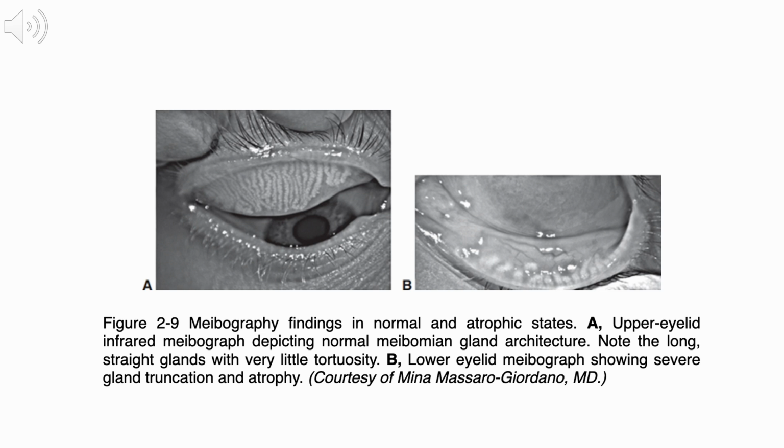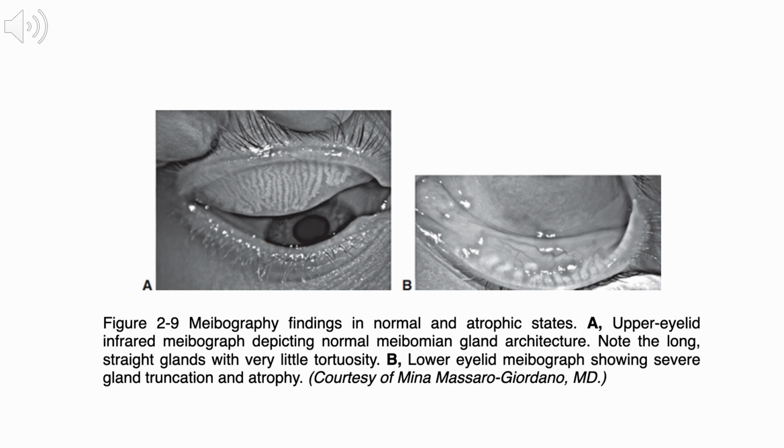Image A on the left is an infrared meibography of the upper eyelid, demonstrating normal meibomian gland architecture. The glands are long, straight, and show minimal or no tortuosity, which reflects healthy gland function and adequate lipid secretion. This structure supports a stable tear film and healthy ocular surface.